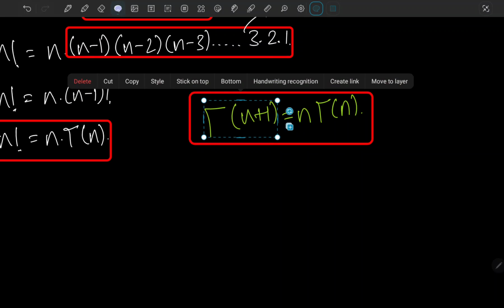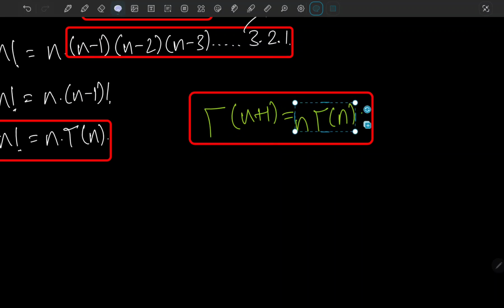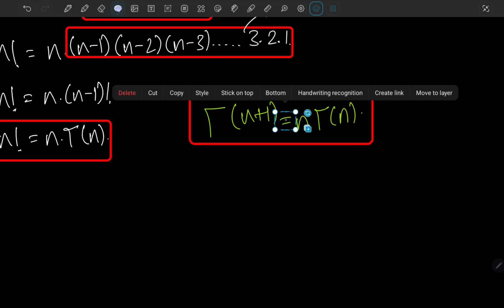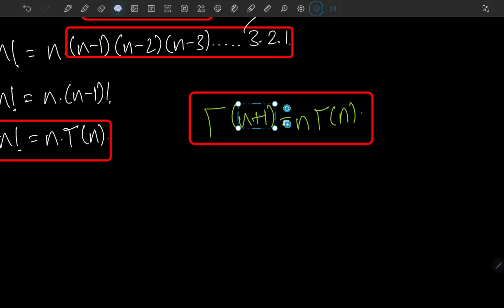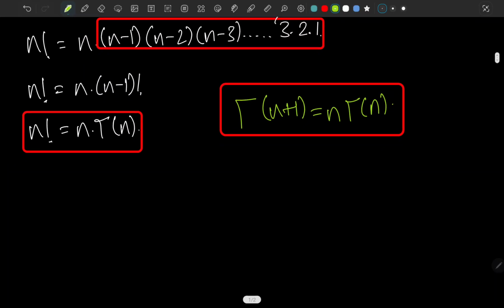This is a very important formula, literally very important. Please note it down, because this is the most basic formula that you need to remember as early as possible.